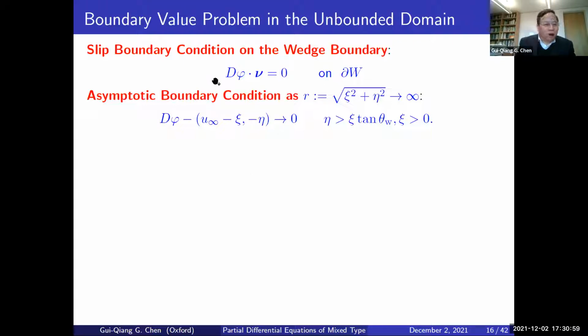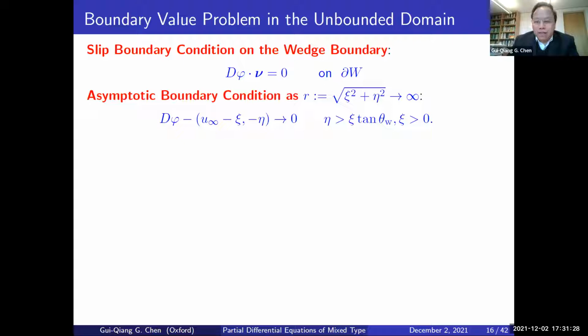In self-similar coordinates, we still keep the same slip boundary conditions, and then the asymptotic initial condition becomes an asymptotic condition. You want to match my solution, when cosine eta goes to infinity, to this incoming flow state, the physical state. So the whole problem is now reduced to a boundary value problem in an unbounded domain for a mixed elliptic and hyperbolic type.